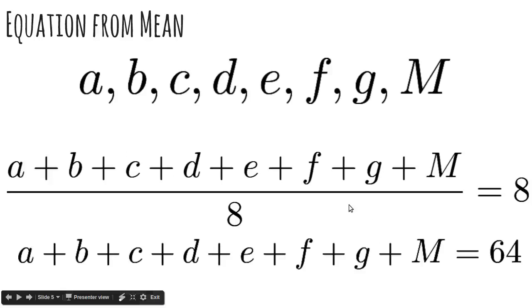Okay, so now the equation for the mean is we sum them all up, all over 8, because there are 8 positive integers, equals 8. Multiply both sides of the equation by 8, and you get the sum of all of them equals 64.